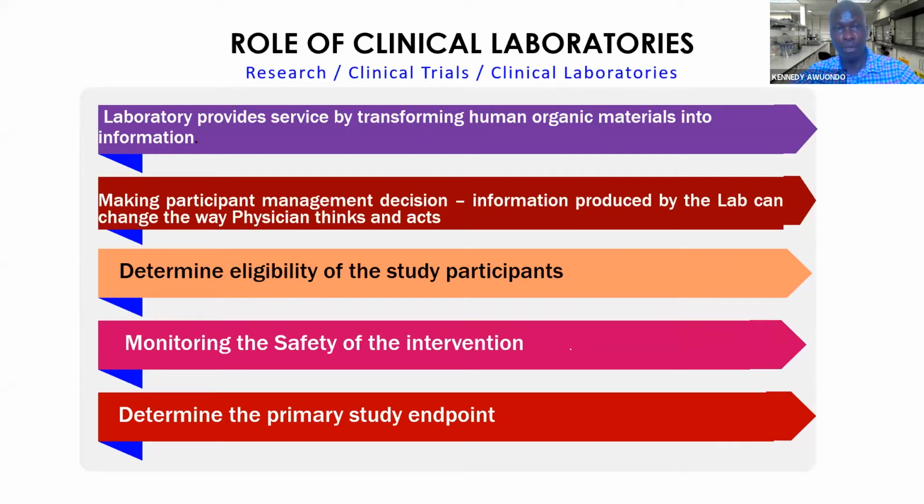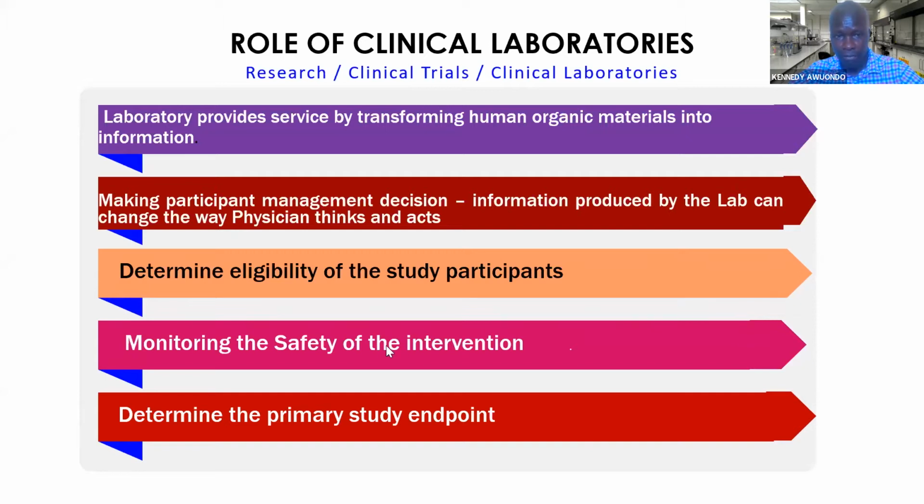In this case, I'm talking about whether you're working in a research laboratory, clinical trials laboratory, or clinical laboratory. First, as laboratorians, we provide services by transforming human organic materials into information. This information can be used for making very critical decisions. It can change the way the physician thinks and acts. Secondly, the laboratory support is meant to determine eligibility of the study participants who could be included in the study or should be excluded from the study.